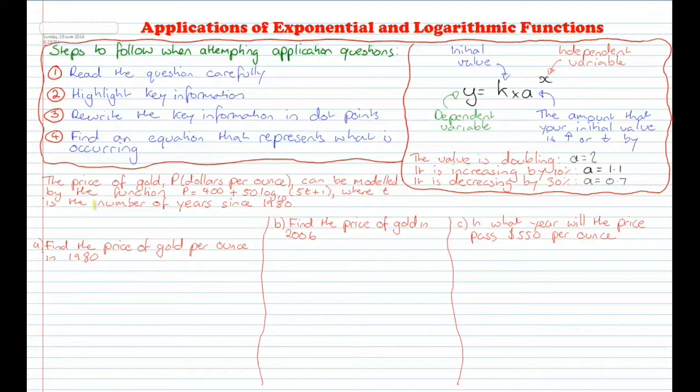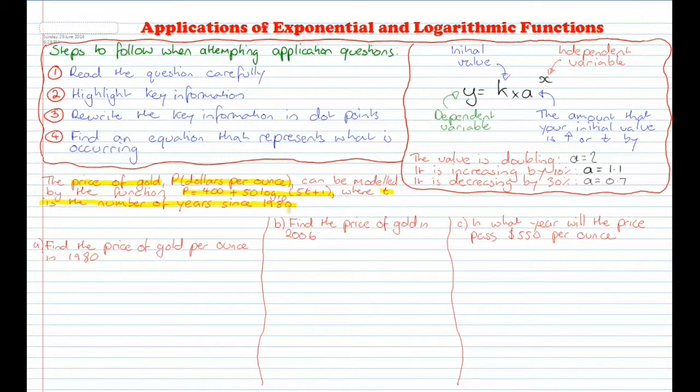Now the next thing it says is to highlight key information, so let's go through and do that. So the price of gold, $p per ounce. Right, so let's go price of gold. That's important because we need to know how much it is. So p represents the number of dollars per ounce. Can be modelled by the function P is equal to 400 plus 50 log 10 5t plus 1. Functions are always important. And T is the number of years since 1980. Extremely important that, because it's determining when we actually start.